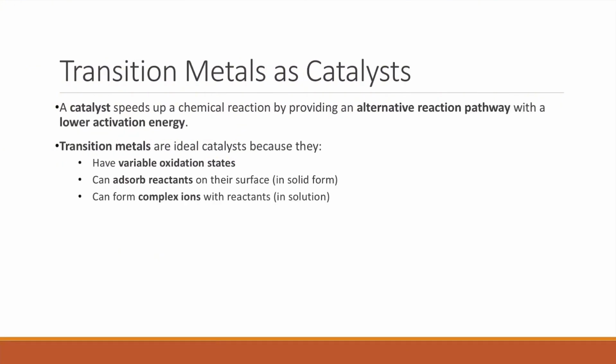So transition metals can act as catalysts. A catalyst will speed up a chemical reaction by providing an alternative reaction pathway with a lower activation energy. Transition metals are ideal catalysts because they have variable oxidation states and they can adsorb reactants on their surface if they are in the solid form, and they can form complex ions with reactants in solution.